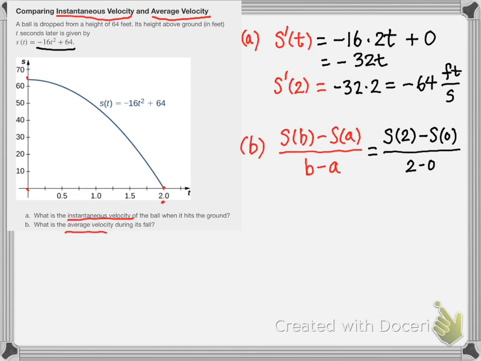So on average of these 2 seconds, what is the average change in height, right? So it's 0 subtract what is s of 0. So the position or the height at time 0 is 64, divided by 2. So it is negative 32 feet per second. So they are two different concepts.